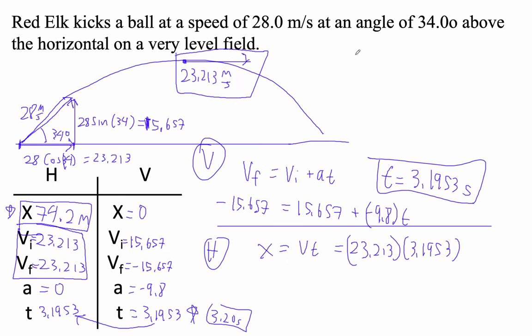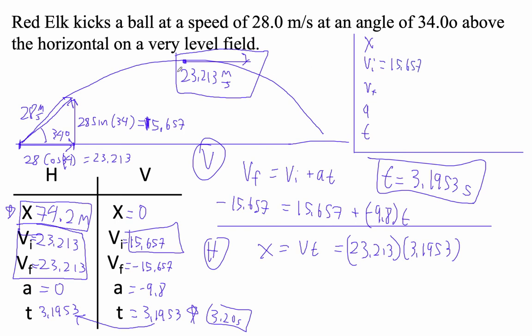And then what is the greatest height? Let's carve out a little territory here to figure that out. The greatest height is from the ground to the top. So we have X, VI, VF, A, and T. This is just in the vertical direction. Our initial velocity is 15.657, and when we're at the top, our final velocity is 0. Our acceleration is negative 9.8, and then we're all set. We can find it using no t.